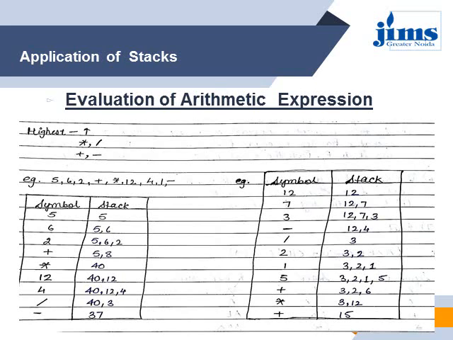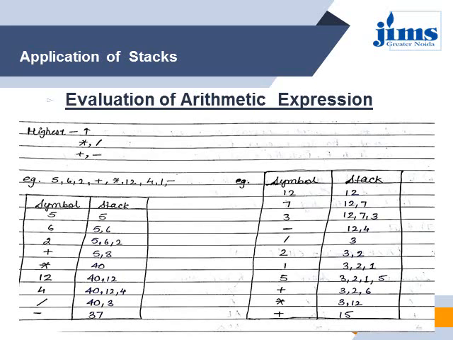The very first symbol that will be scanned will be 5. The rule is, whenever you scan a symbol which is an operand, the operand is simply pushed to the stack. And whenever you encounter an operator, you have to pop two elements from the stack, A and B, and then evaluate B operator A and put the result back onto the stack. So let's see how this happens.